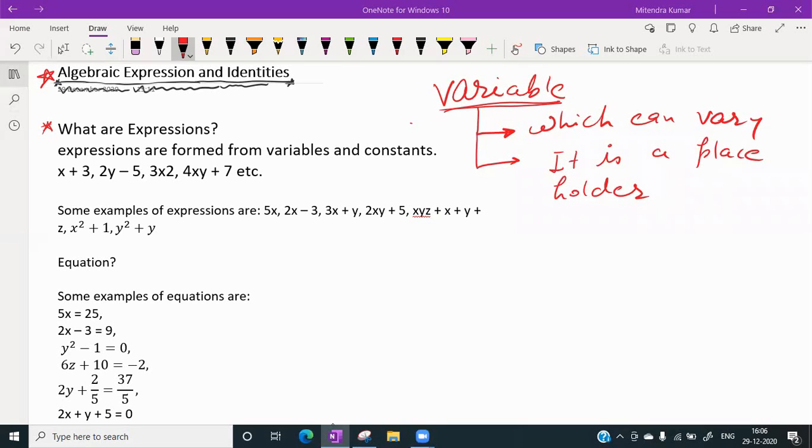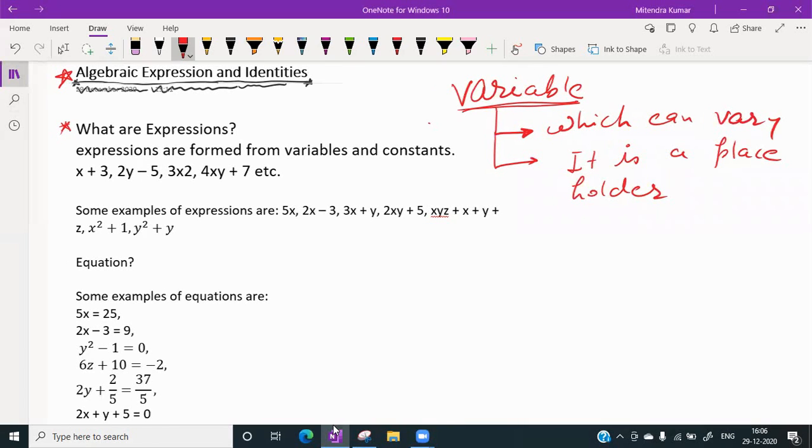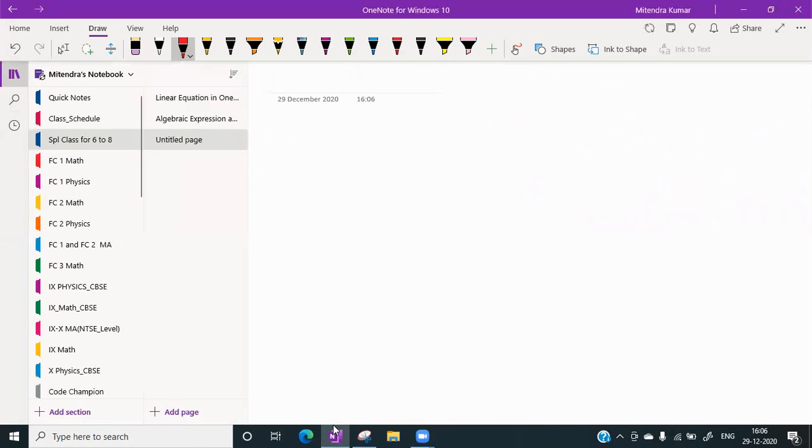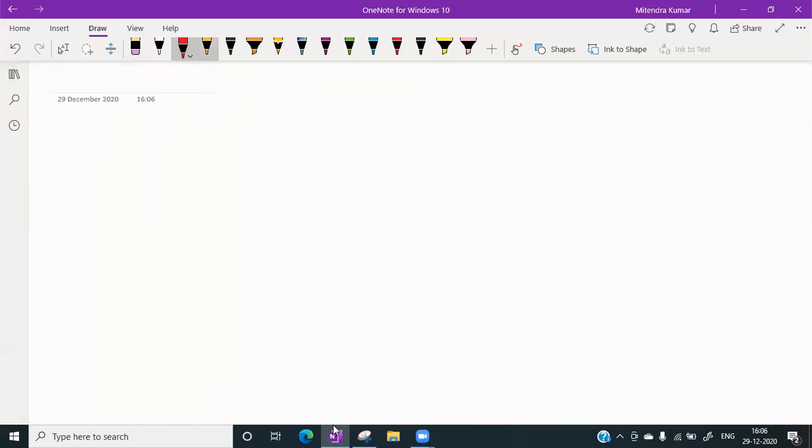Okay, so I will take another screen. Okay, students, can you see my screen, everyone? Yes.